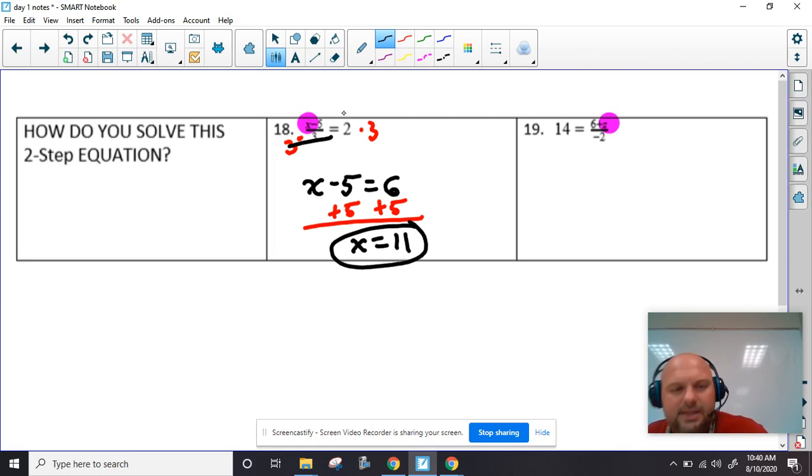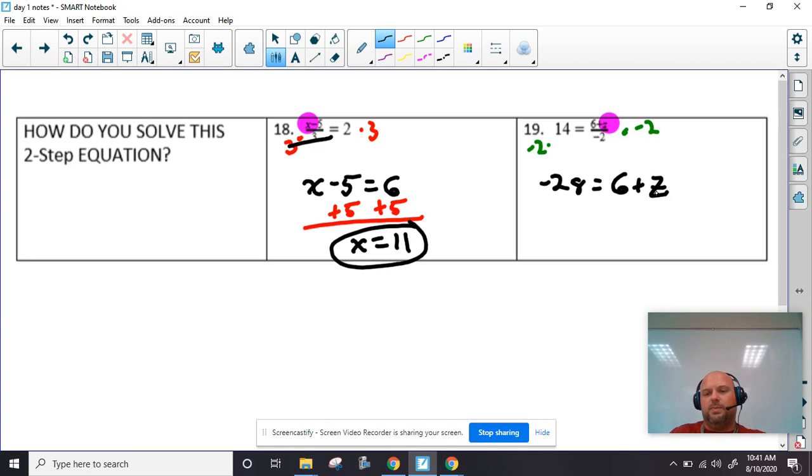So with these, I think about it like this: when it's a big fraction, you multiply first. These are big fractions. This is all being divided by -2, so I'm going to multiply by -2. This gives me -28 equals 6 plus z.